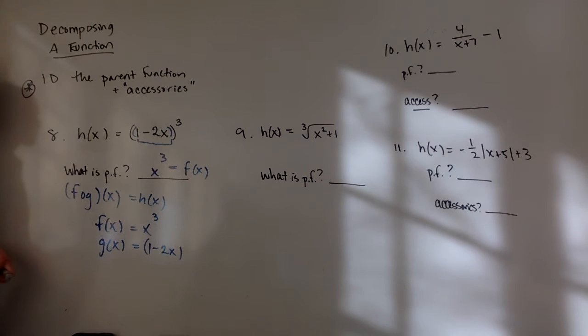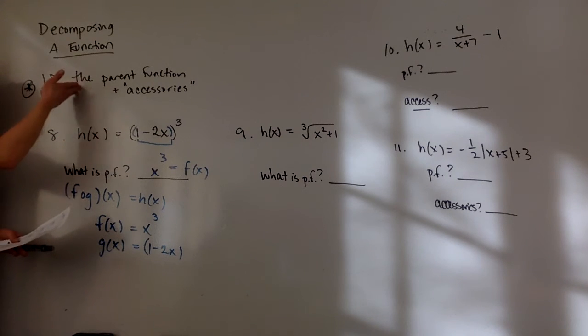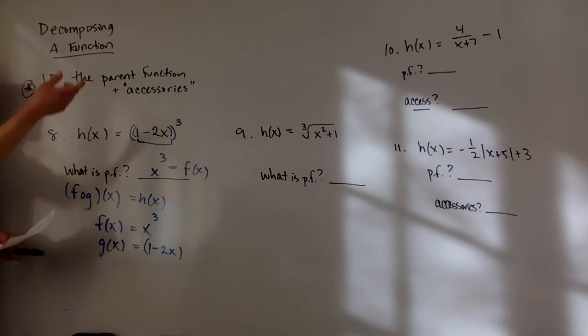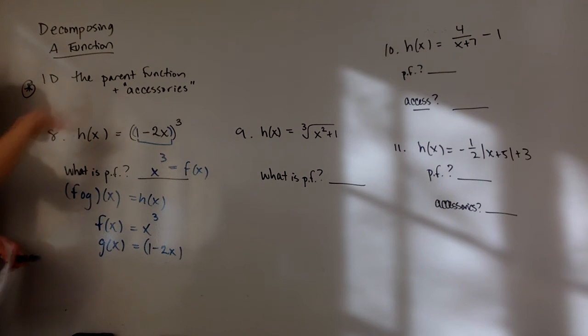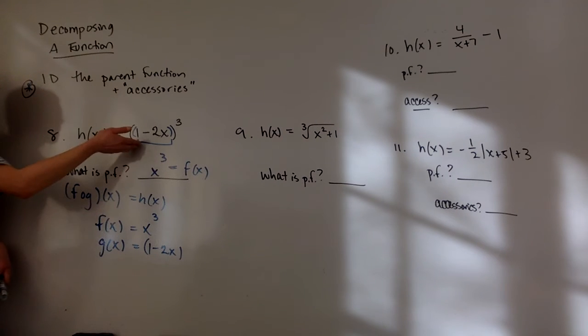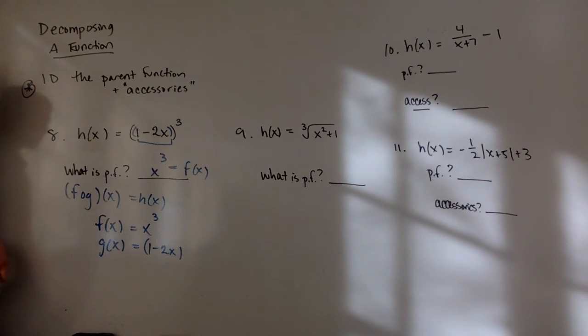So I'm working backwards. I'm identifying where I could have an x that I could plug things into to get to here. So I identify the parent function, which is my x value, what I'm doing to my x value, and I'm identifying the other things that are involved that I'd have to account for if I was to plug something in only for the x value.